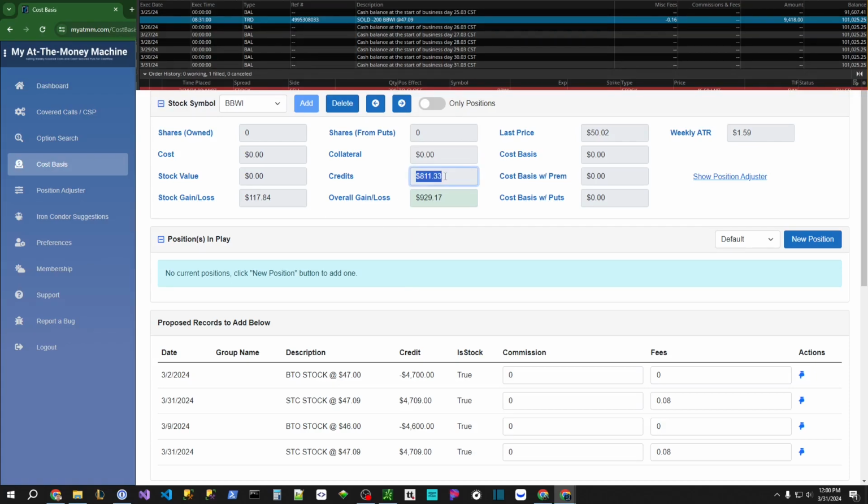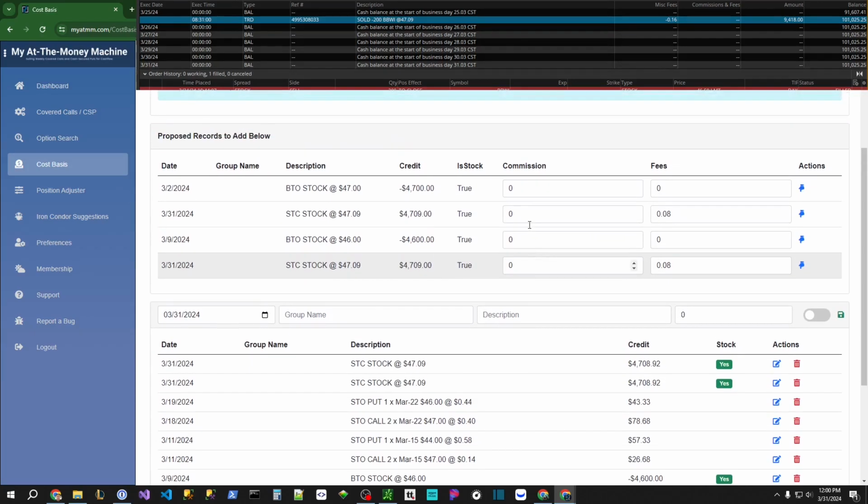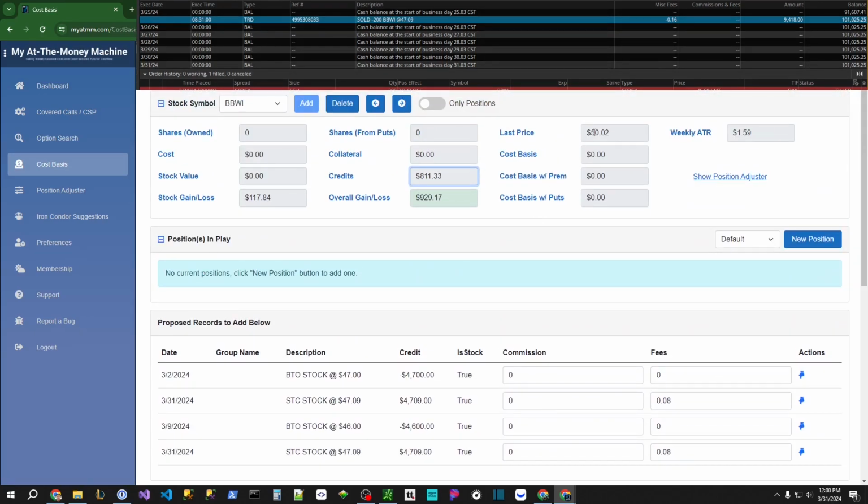So basically, you can see $811. That's what we collected in option premium throughout the time that we've been messing with. So $811 plus the capital gain for an overall gain of $929.17. So that's the end result of our current position. I will just make a note that it does look like the stock did keep on going up, but like I said, we're going to close out of this position.